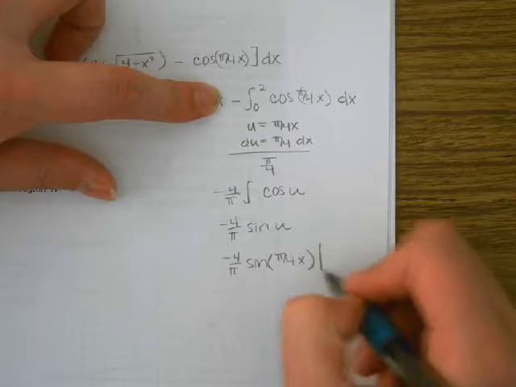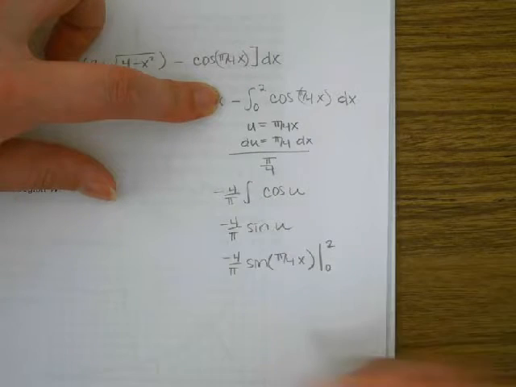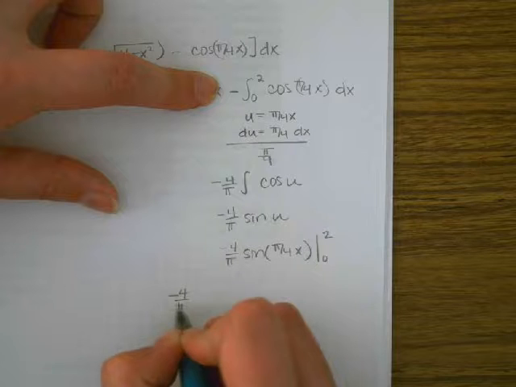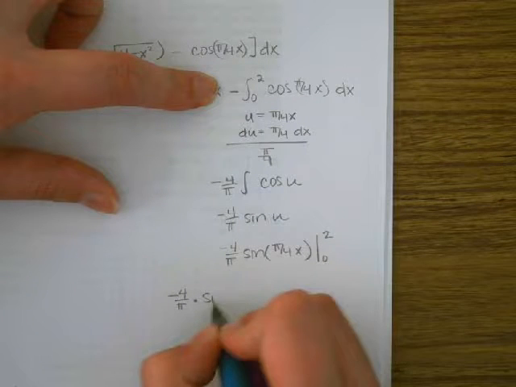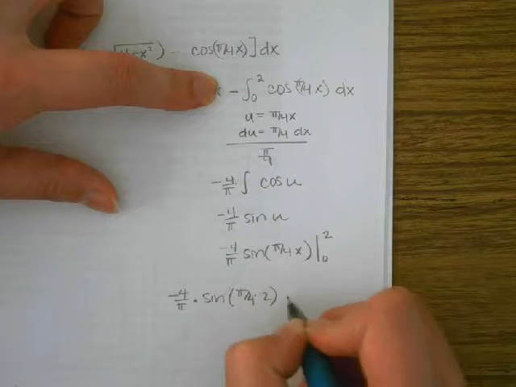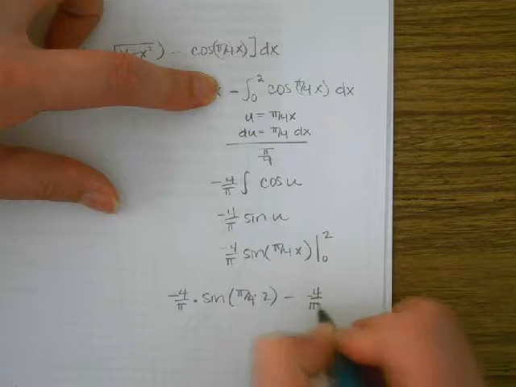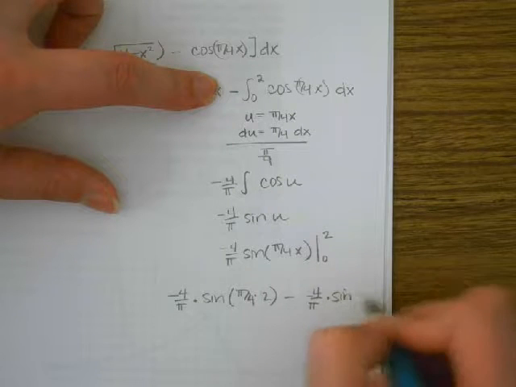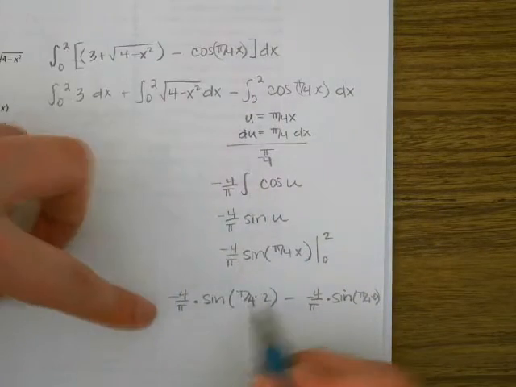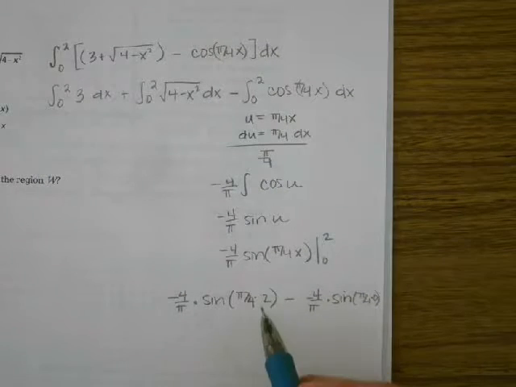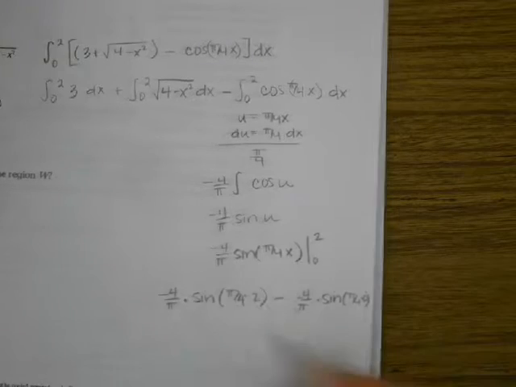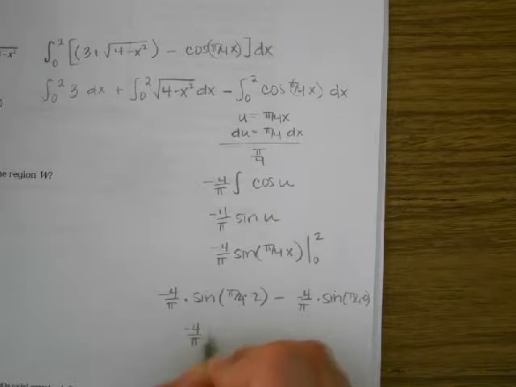And then this is being evaluated from 0 to 2. So I was like, all right, let me do this. I've got negative 4 over pi times sine of pi fourths times 2, minus negative 4 over pi times sine of pi fourths times 0. Okay, so pi fourths times 2 would be 2 pi fourths, which is pi halves. And so sine at pi halves is 1. So that's negative 4 over pi times 1.